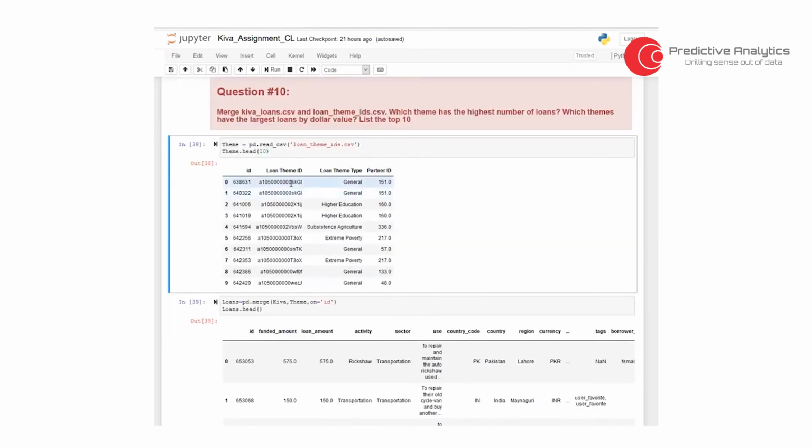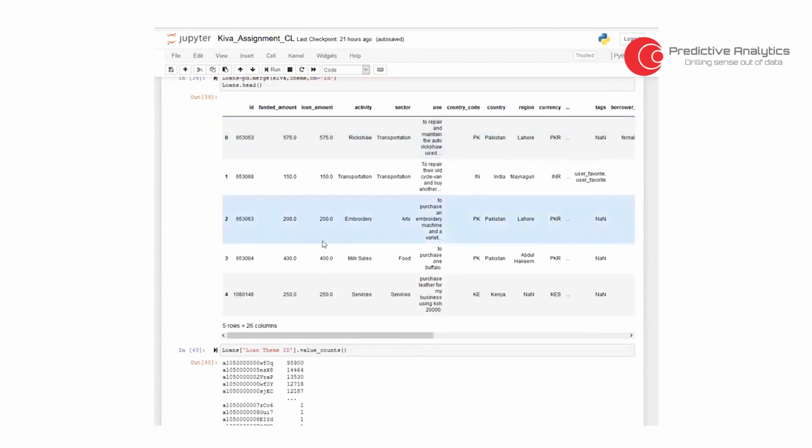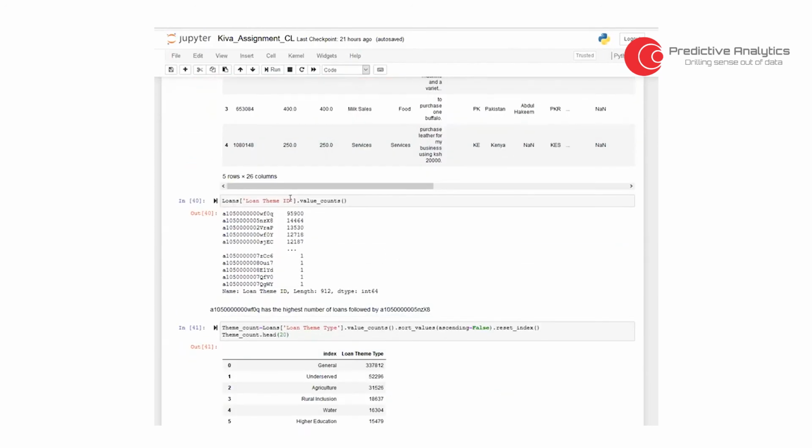What I noticed is that these two have different loan IDs, but they're still under the same theme type, which is general. Same with these two: they're different in terms of loan IDs, but they're still under higher education. So for observing that, I decided to do loan theme ID. And you can see here clearly that if you follow the loan theme IDs, this WFOQ has the highest number of loans, followed by ZX8 from here.